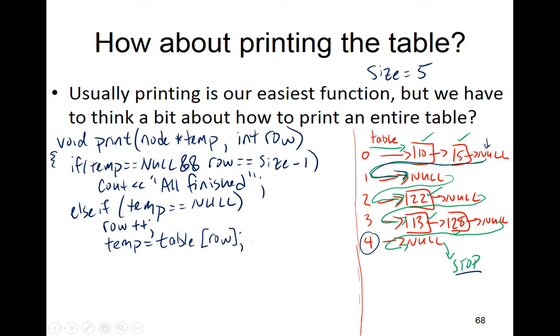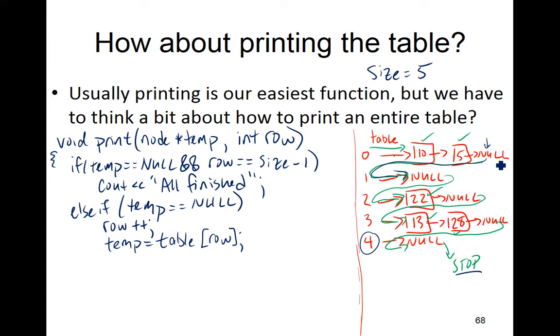That always looks a little funny when you first look at it. But remember, table bracket 0, bracket 1, bracket 2, bracket 3, bracket 4. Table bracket 0, 1, 2, 3, 4 are these first arrows.